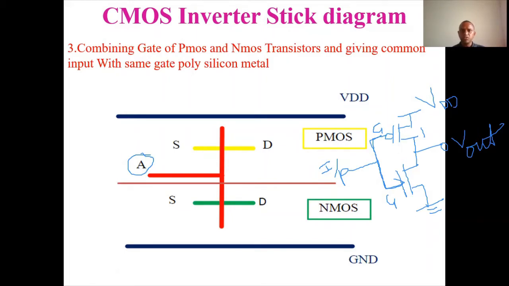Now we have not completed the structure of the stick diagram for the CMOS. Now what is the next step here? We have considered the input and at the same time we also have the output. Here we have the output. So we have to connect these two here. PMOS means it has source and drain, and NMOS means it has source and drain. So what we have to do is both.